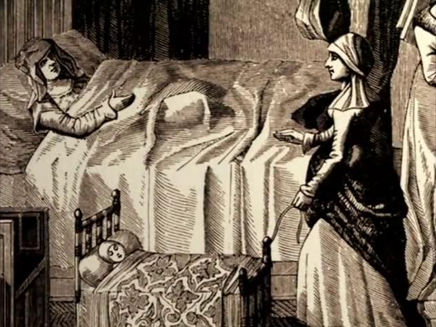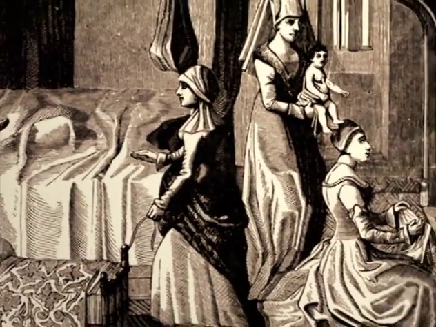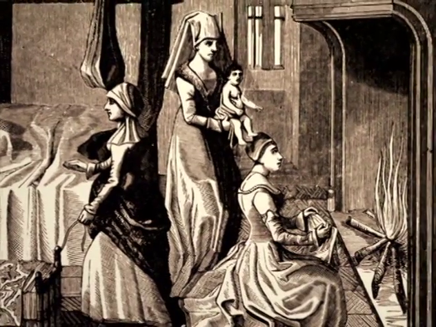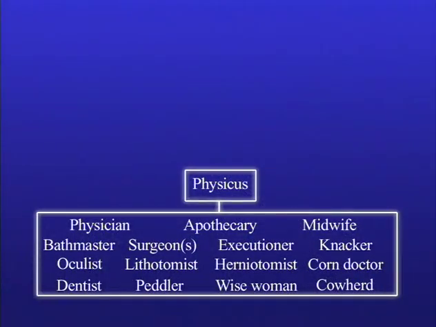Another officially sanctioned practitioner was the midwife. She had prerogatives over childbirth. Now, in addition to these licensed folk, there was a host of unlicensed healers out there. They included an array of people: bathmasters, oculists, dentists, peddlers, executioners, knackers, corn doctors, wise women, lithotomists, herniotomists, cowherds, and on and on. All these folks were out there offering one kind of medical service or another.